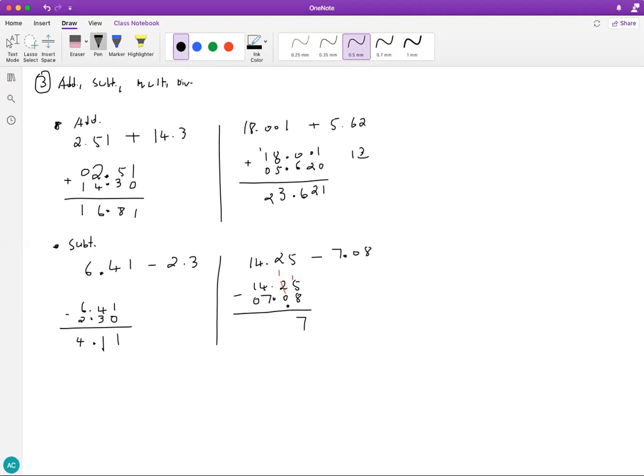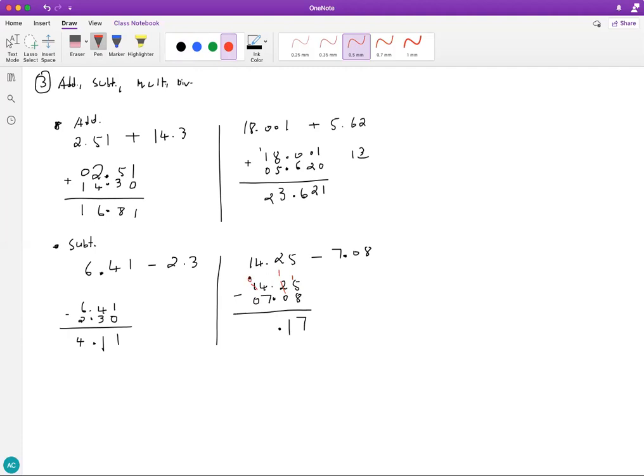Take away 0, which is fine. We can put 1. Then we have to do 4 take away 7. Same problem. We can't subtract 7. You borrow from the 1. That's right. We're going to borrow from 1, which turns into 0.